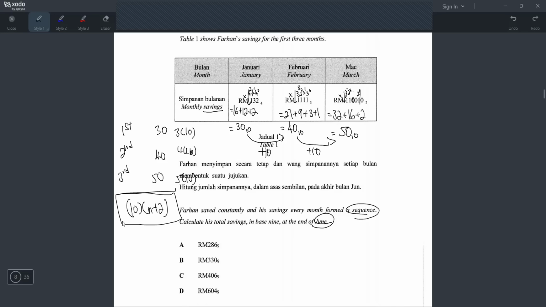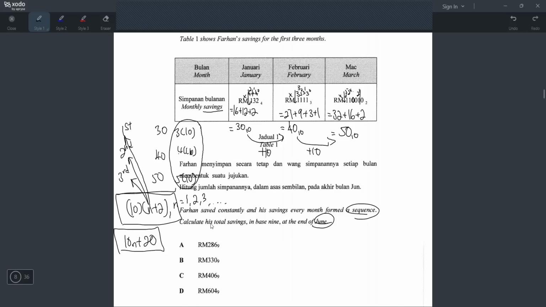Let me explain. 30 comes from 3 times 10, 40 comes from 4 times 10, 50 comes from 5 times 10. So when we generalize, when we make a formula, when we make a conclusion, it will be times 10 also. But then the 3, 4, 5 comes from n plus 2, and n represents the month. So when n is 1, 1 plus 2 is 3. And when n is 2, 2 plus 2 is 4. And when n is 3, 3 plus 2 is 5. So n can be 1, 2, and 3, and so on. This is how we generalize when we make a formula. And of course, you can expand this. You'll get 10n plus 2 times 10, which is 20. So this is the formula that we can use to find the savings.